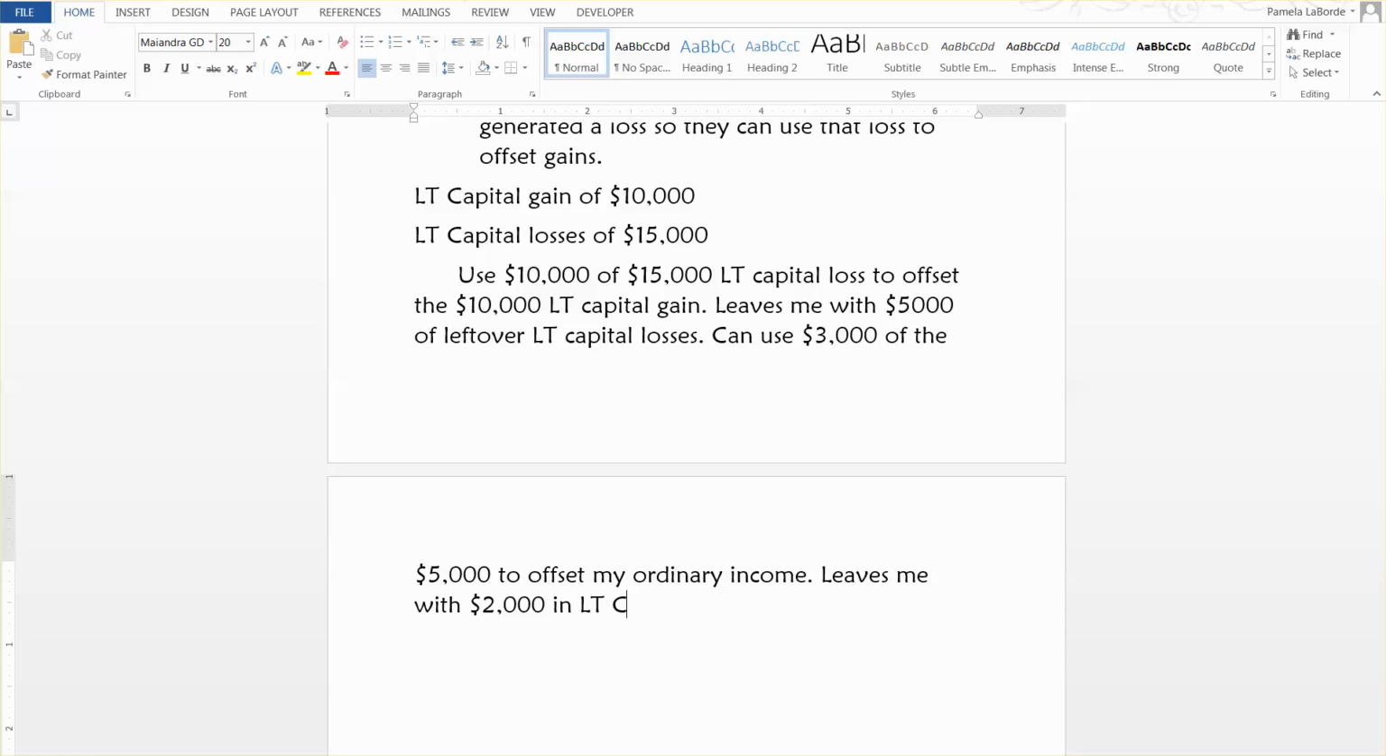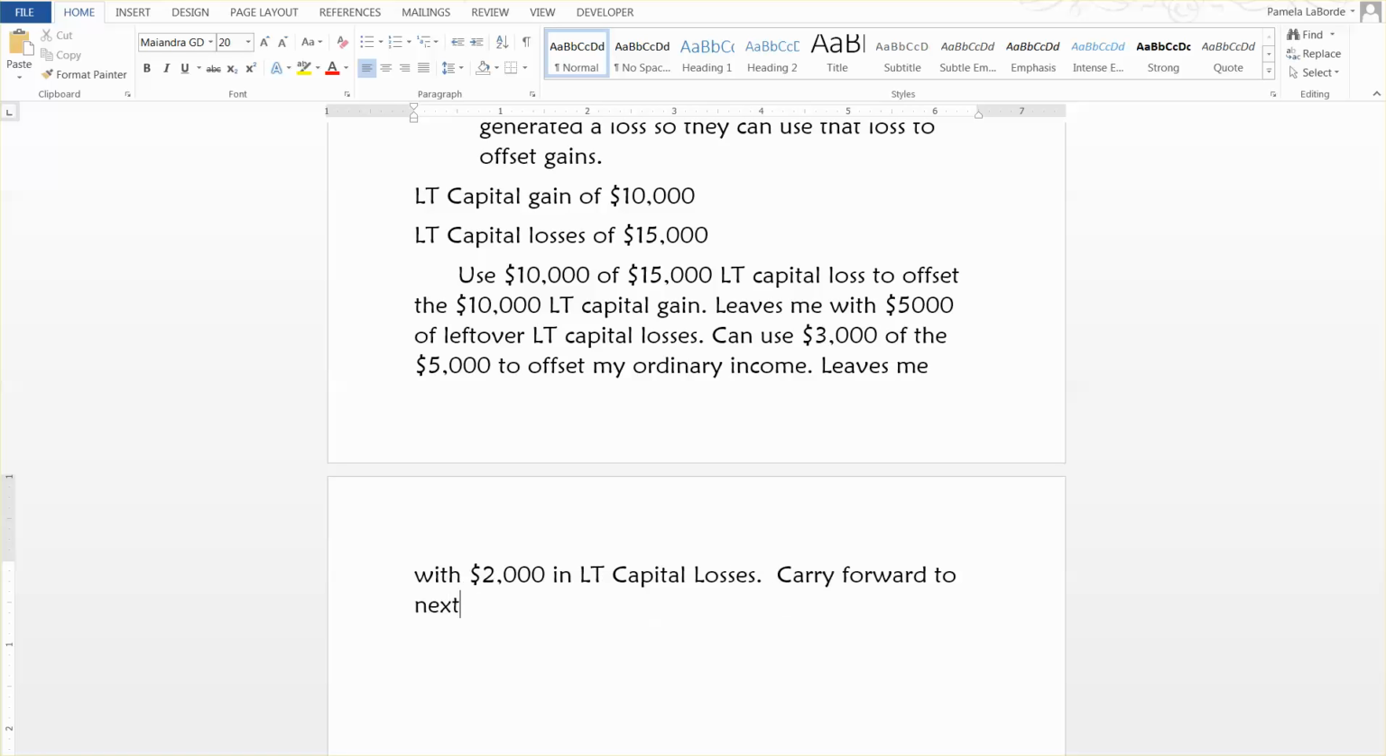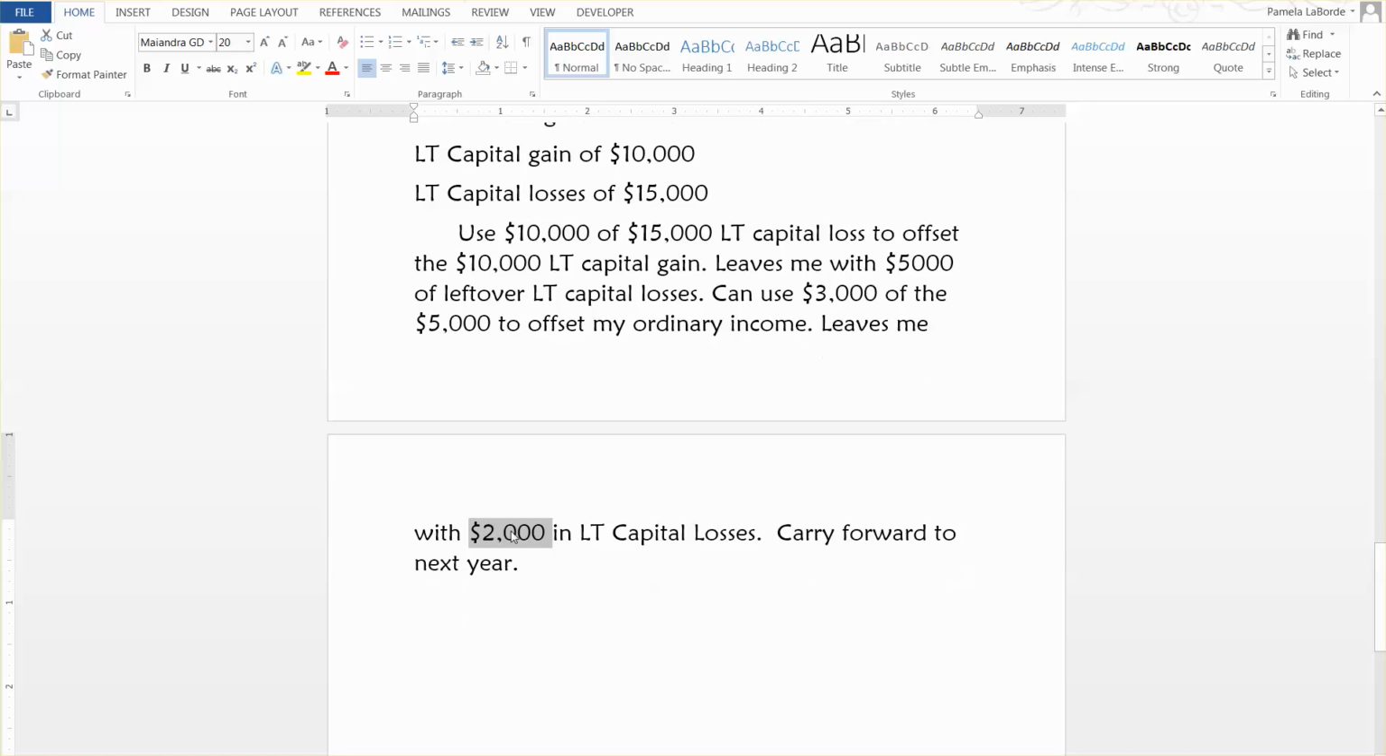So, long-term capital losses. What I'm allowed to do with this money is carry it over to the next tax year. I think they call it a carry forward. I can carry it forward to the next year and use it. And let's say I don't have any capital gains or losses next year. I can then use this 2000 to offset my ordinary income, or reduce my ordinary income.